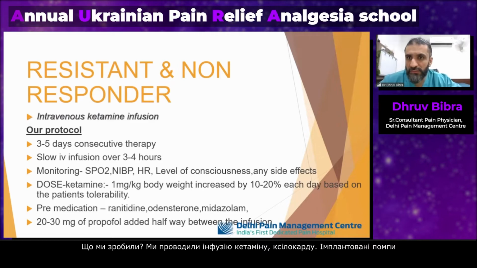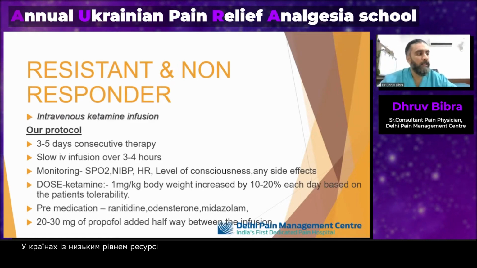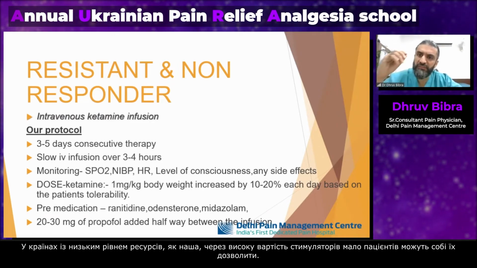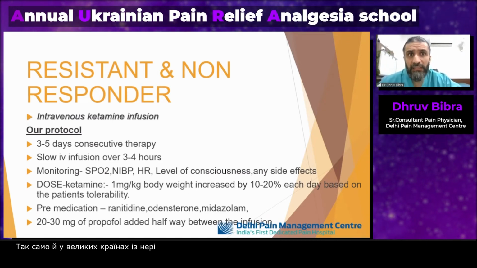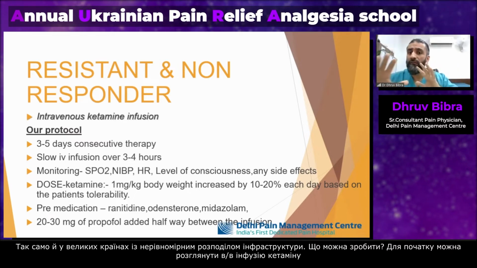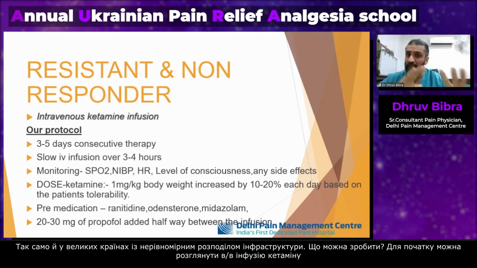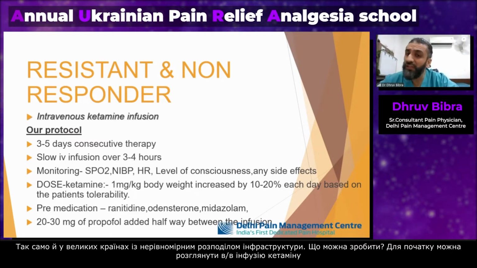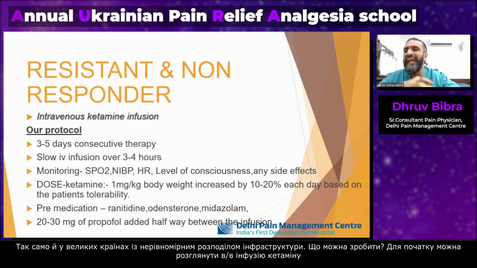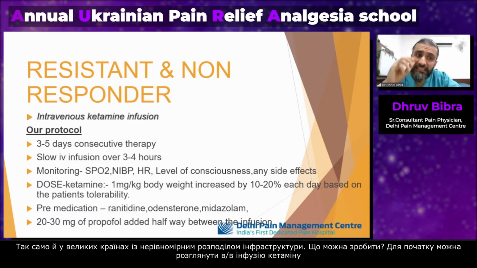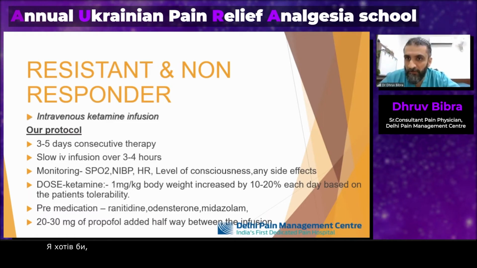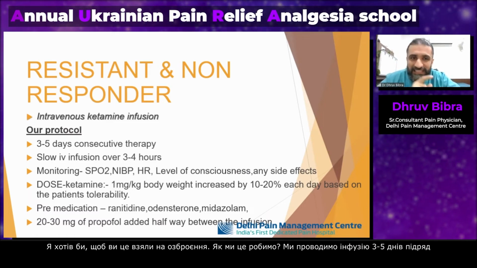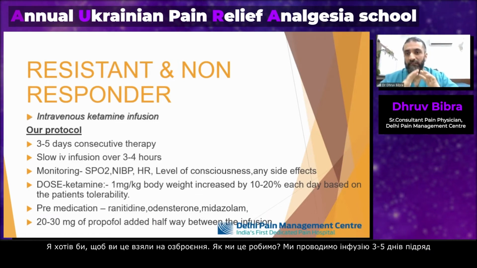Now, for low resource countries like ours, because stimulators are costly and a lot of people can't afford it, and secondly, India is a large country, so there are a lot of variations with regards to training and infrastructure. So what we can do, at any setup, is we can start by considering intravenous ketamine infusion. Fine. So this is something which I really want you to have a take.